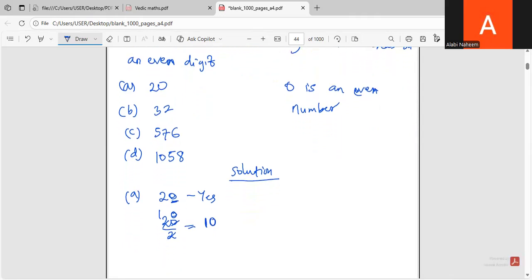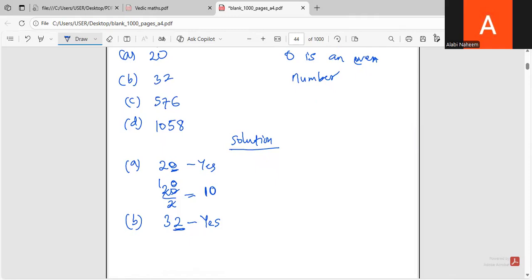The next number we have is 32. Is it divisible by 2? Let's confirm. The rule states that the number should end in what? An even number. And 32 is ending in 2. 2 is an even digit, so we can say it is divisible by 2. Let's confirm that. 32 divided by 2 is 16. Yes, you are correct.